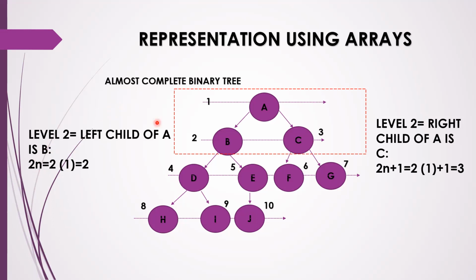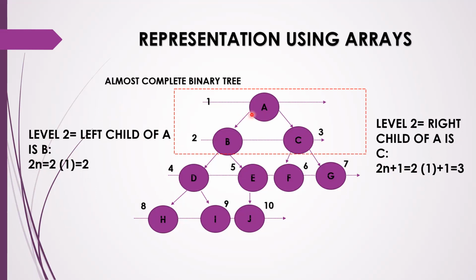The parent node of B is A. So A's n value is 1, and 2 into 1 is equal to 2. That's how we have arrived at 2. And then for C, we use the formula 2n plus 1 because it is the right child of A, and n is substituted by 1 because the parent of C is A.